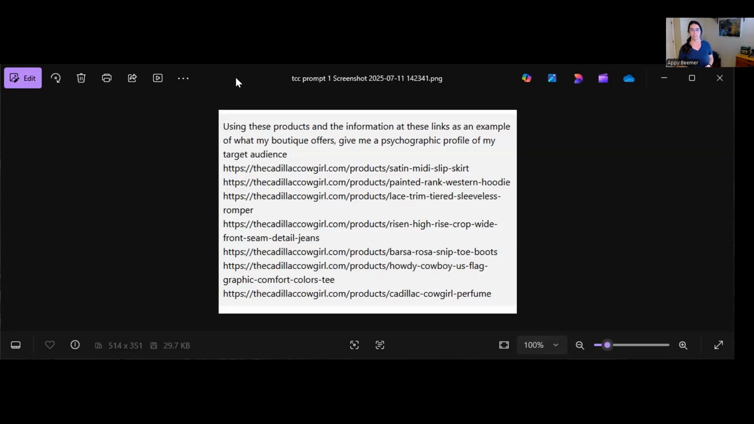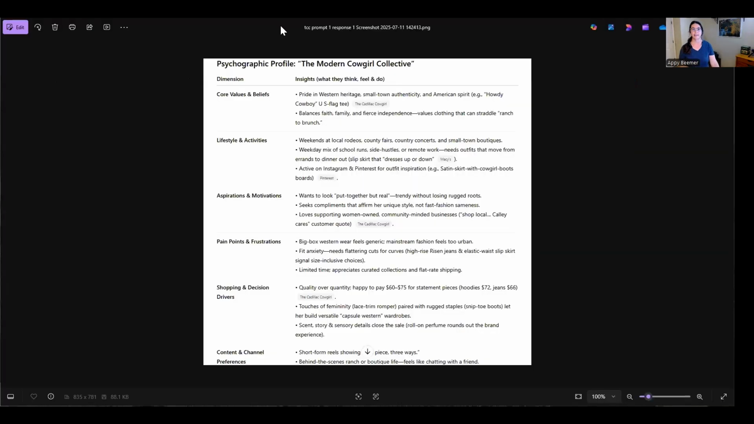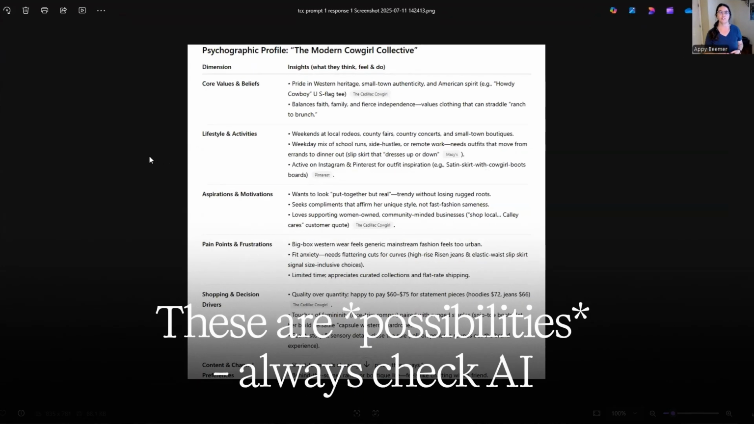So from this prompt, what do we get from the AI? And here's the response. Here's the profile. My client, the Cadillac Cowgirl, they have these core values and beliefs on average. These are the kinds of things they might do on average.